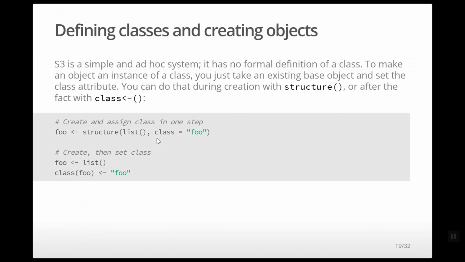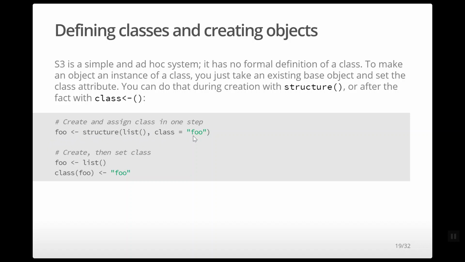Okay, what if we want to create our own class? We can do this. All we have to do is use the function structure, and take whatever object it is. Here I'm creating an empty list, and here I just say class is foo. And boom, I've created a new object of class foo.